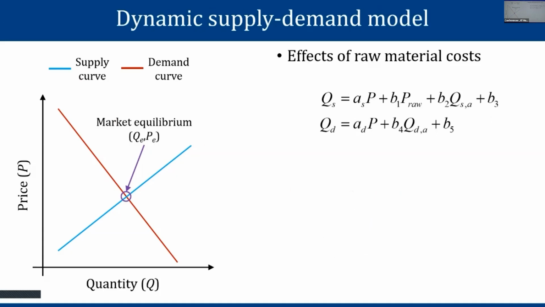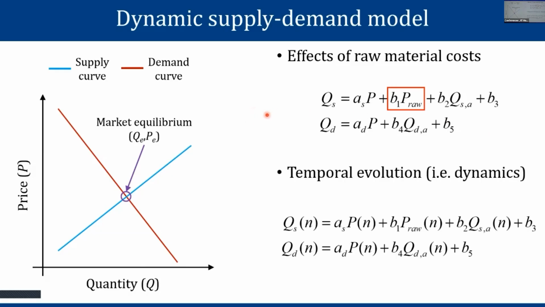So we have made two modifications to the supply-demand model shown on the previous slide. The first modification was to explicitly consider the effects of raw material costs. And the other modification is to transform the supply-demand model into a dynamic supply-demand model as shown here. So here you can see that the quantity or the price is now a function of N, which represents the calendar year.